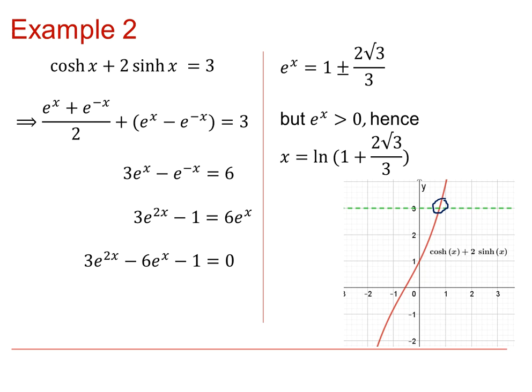In this case, 1 minus 2 root 3 over 3 would be less than 0, and we know that e to the x must be greater than 0 and that the natural log values are only valid for positive numbers. Hence the one solution is x equals the natural log of 1 plus 2 root 3 over 3. Note that there is a difference between solving the equation and having valid solutions for the equation.